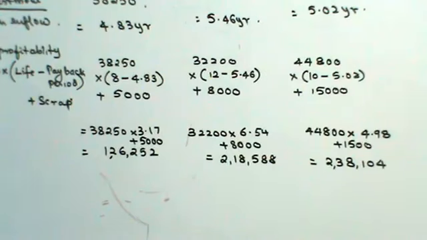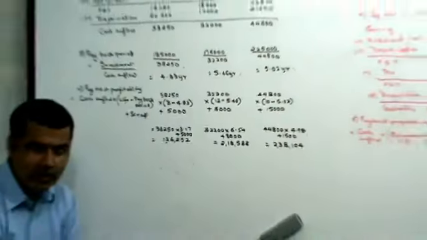Conclusion: on the basis of payback period, machine 1 should be selected. On the basis of payback profitability, machine 3 should be selected.